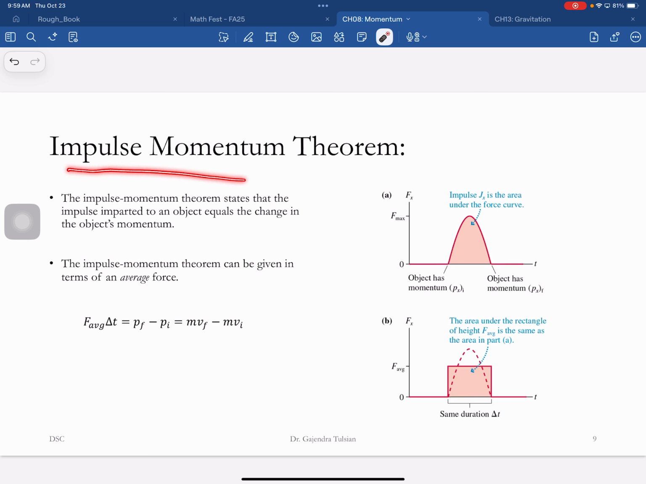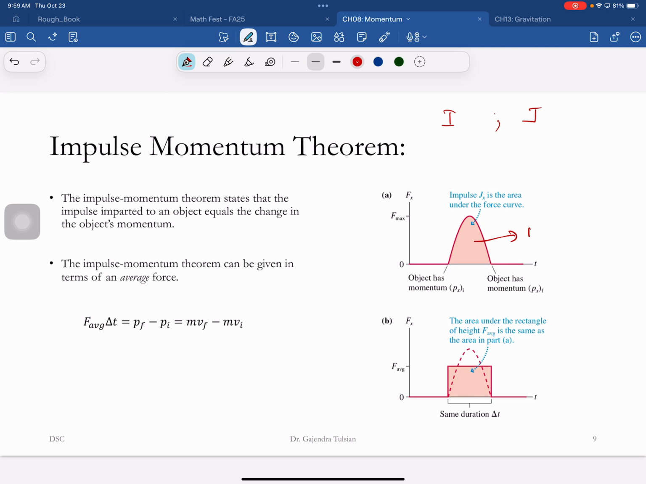Okay, so the impulse momentum theorem, which I've already introduced. Let's say this is a club exerting a force on a golf ball. And again, the force changes like this. For a golf ball, the collision lasts about half a millisecond. This area is called the impulse. The impulse is denoted by I or J, depending on the book you use. So we'll use I. The area is impulse.